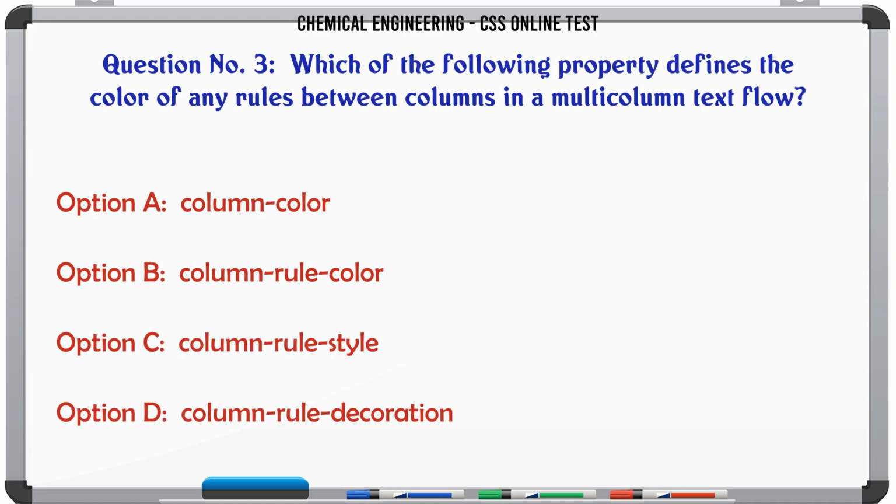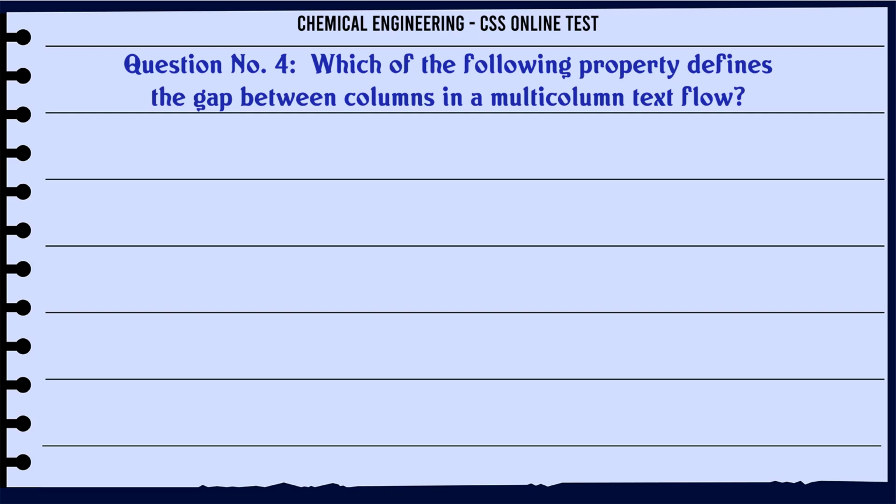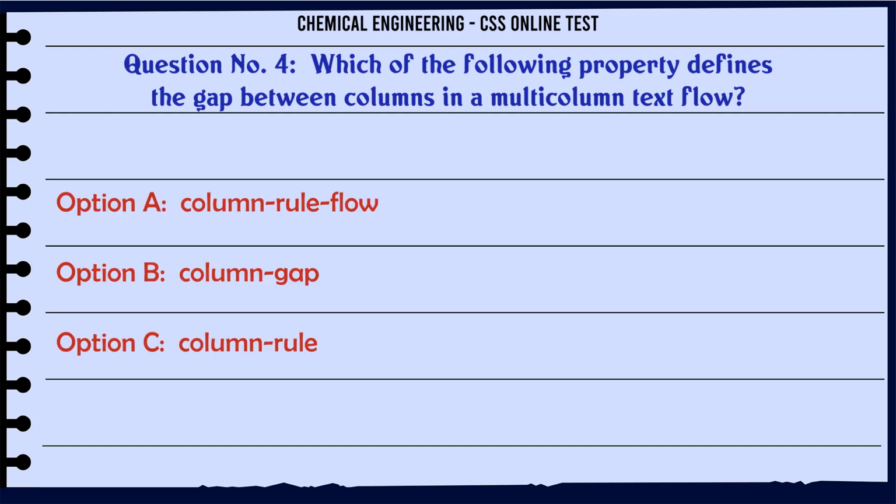A. Column color. B. Column rule color. C. Column rule style. D. Column rule decoration. The correct answer is column rule color. Which of the following property defines the gap between columns in a multicolumn text flow?